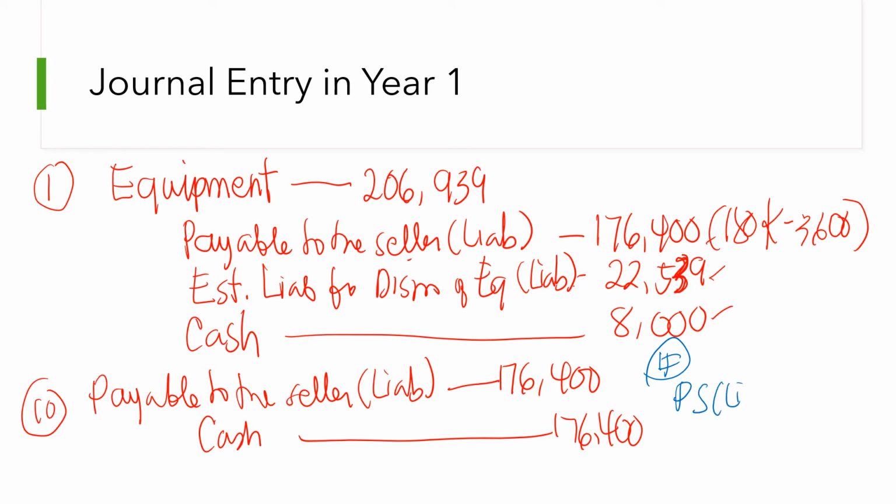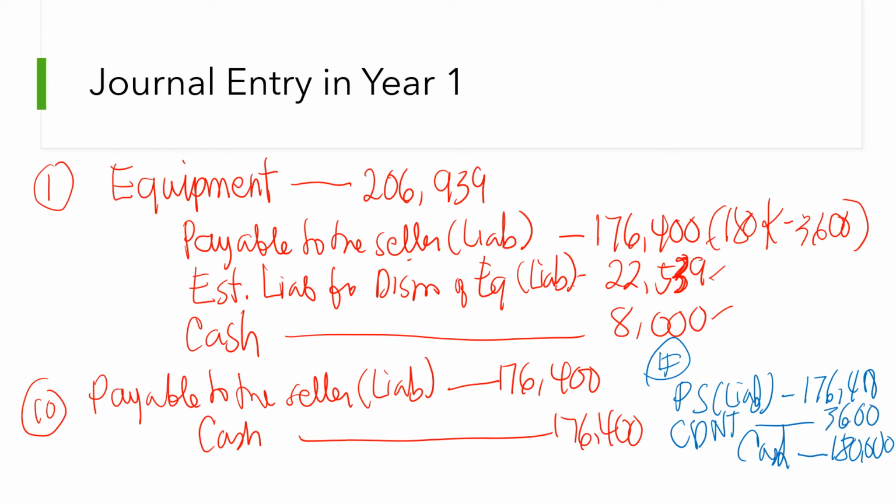So this is our liability, 176,400. Our credit is cash, for 180,000. And the debit will also include cash discount not taken, or cash discount loss, for 3,600. Okay, we're not yet done with year 1.